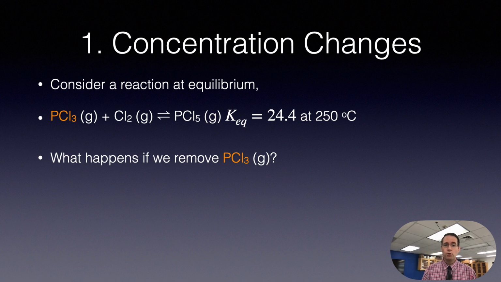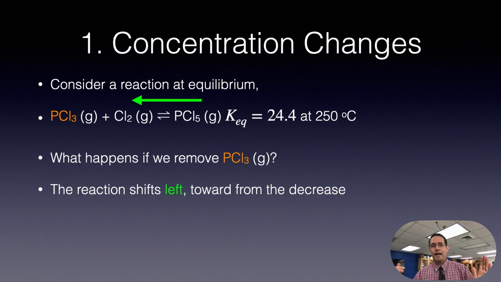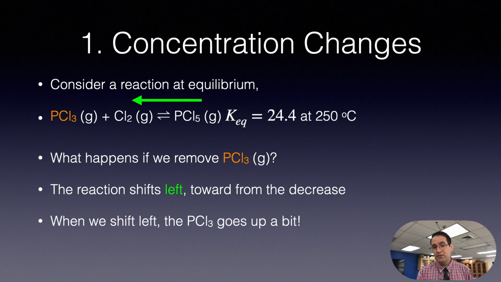What happens if we remove something? Well, if we remove PCl3, that's a reactant. That's on the left side of the equation. And so the reaction is going to shift left towards the decrease. In response, the PCl3 goes up a little bit, right?